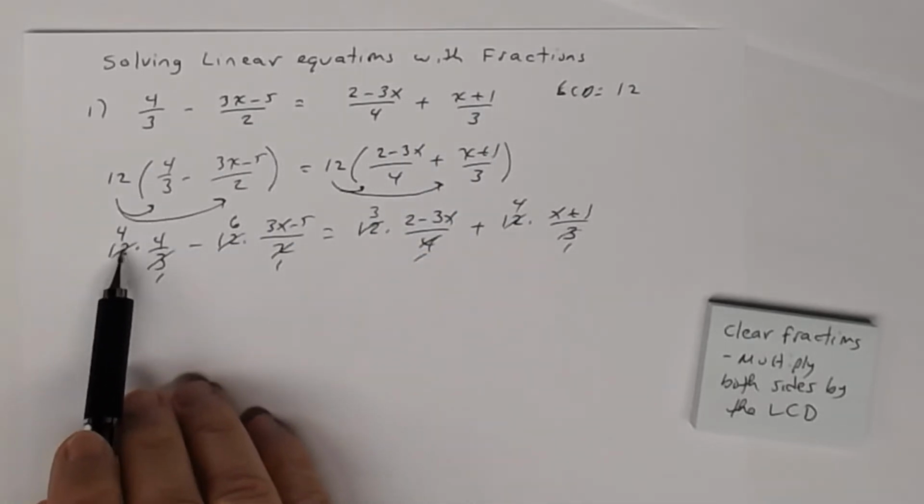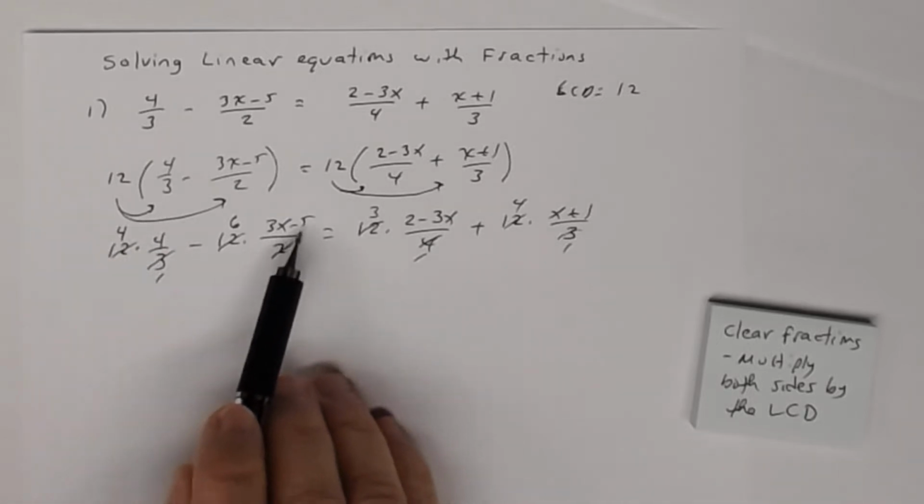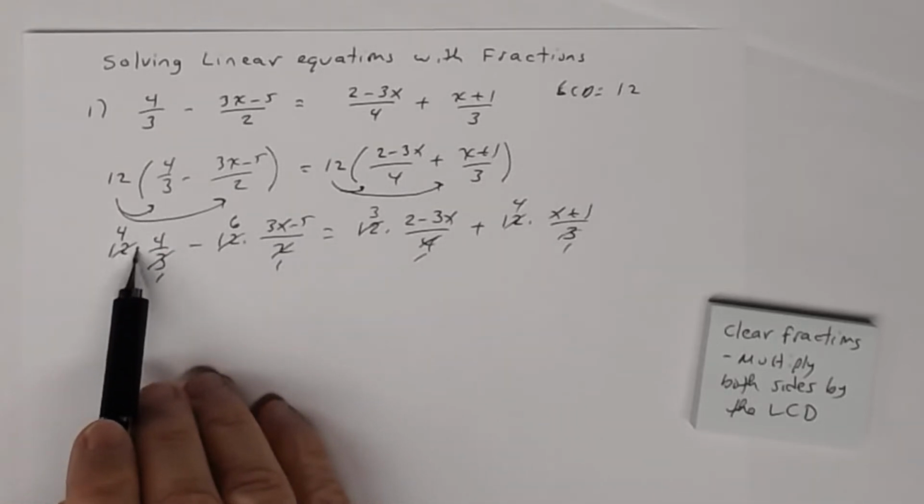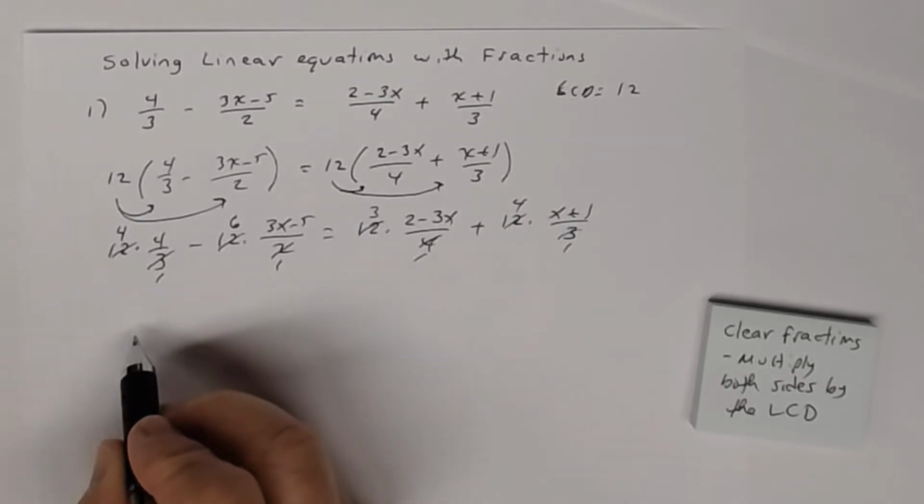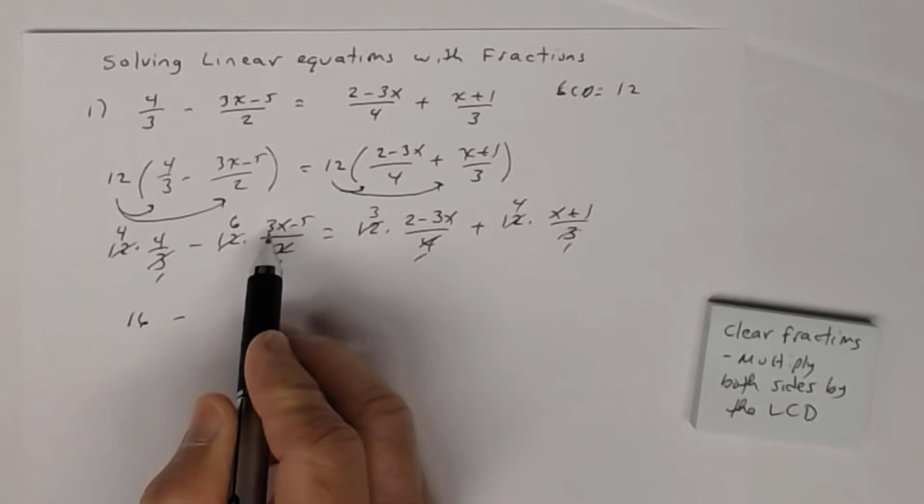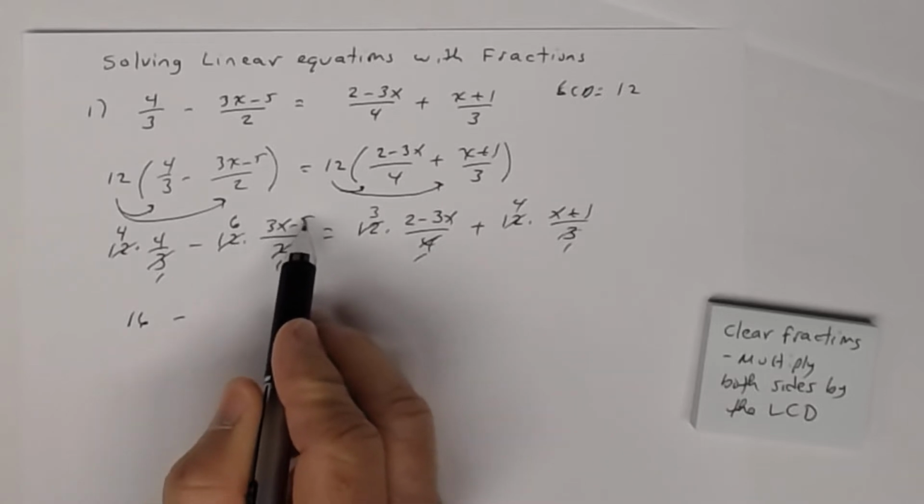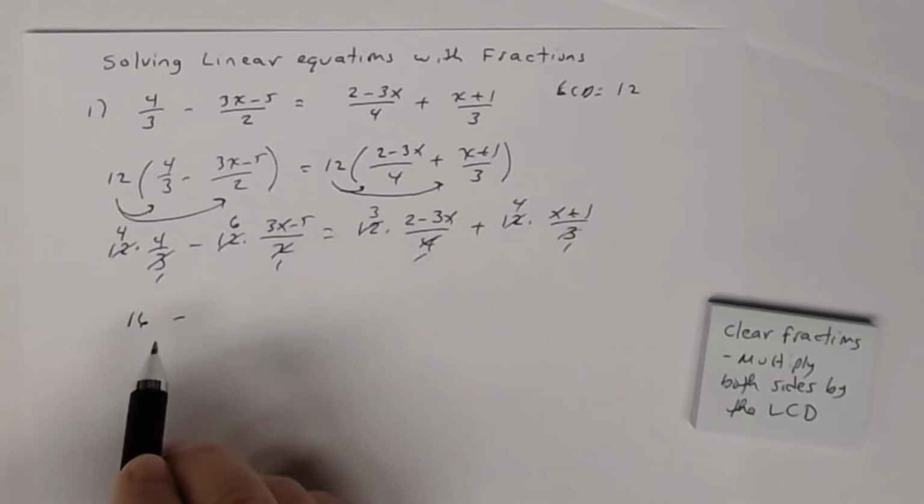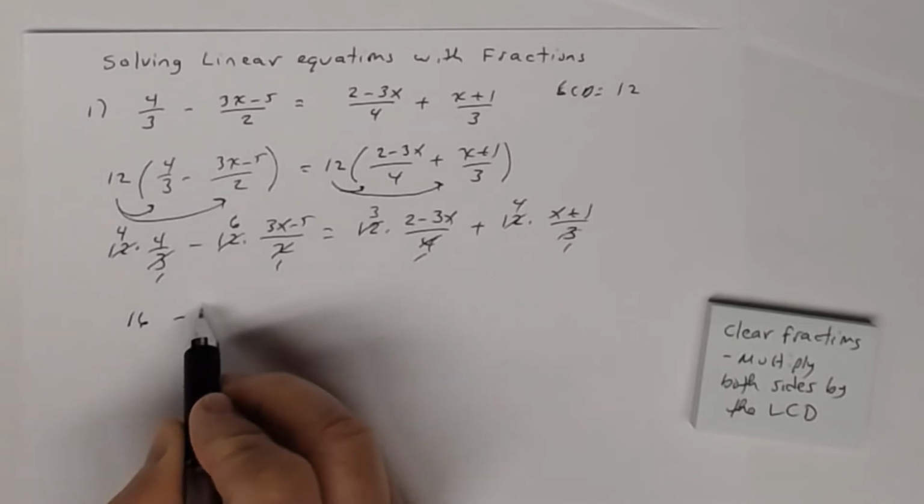All right, so now what we're going to do is simplify each of those products. 4 times 4 is 16. Subtract. All right, now you got to be careful here because all of these terms that are in the numerator have to be multiplied by 6. So here's what you need to do.